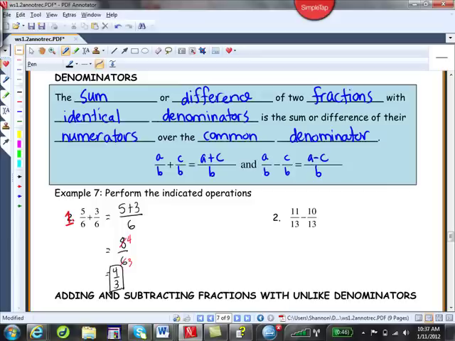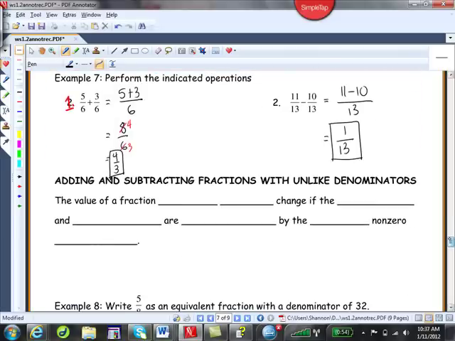Okay, let's see how you did on number 2. We can write this as 11 minus 10 all over 13, which yields a result of 1/13. And that one is fully simplified, so we're all done. All right, so now we get our adding and subtracting fractions with unlike denominators.